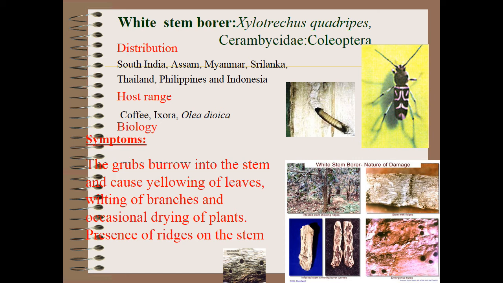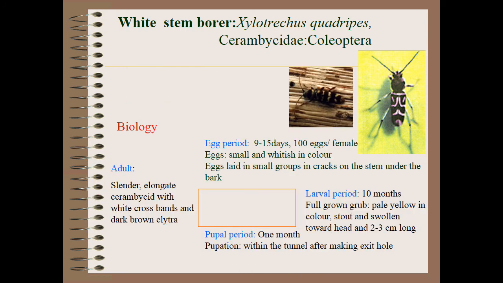Here, the grub burrows into the stem and causes yellowing of leaves, wilting of branches, occasional drying of plants, and presence of ridges on the stem. What about biology? The egg period is 15 days. The female can lay 100 eggs.